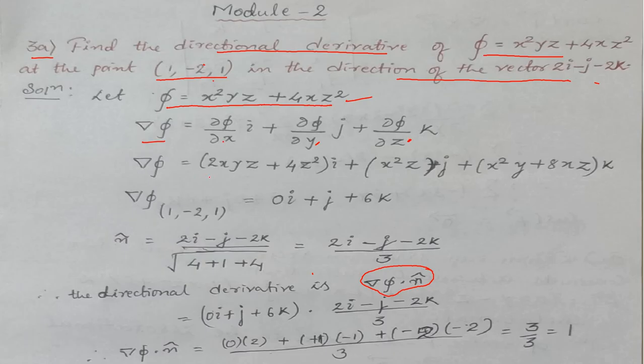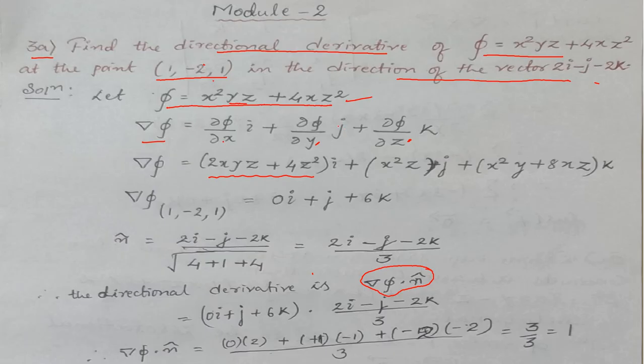So here I have the solution. Del phi by del x is given by the derivative of x square yz with respect to x partially. Yz will be treated as constant. The derivative of x square is 2x, so 2xyz, plus the derivative of 4xz square with respect to x, which is 4z square. That is the i component.